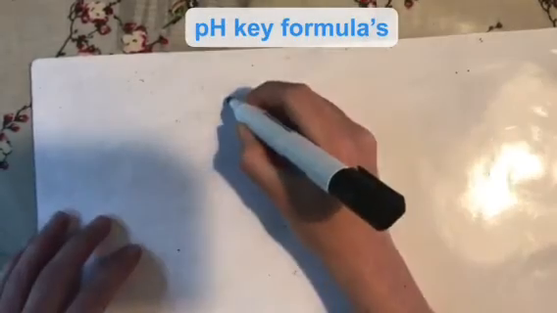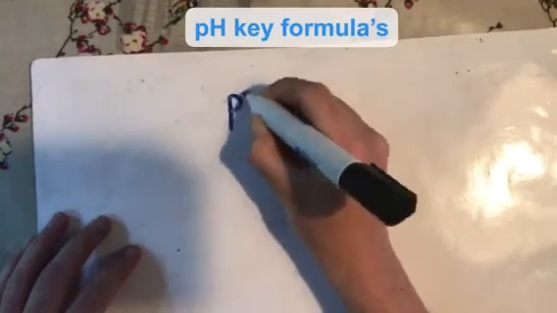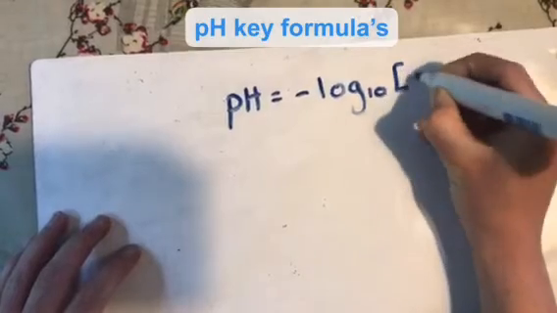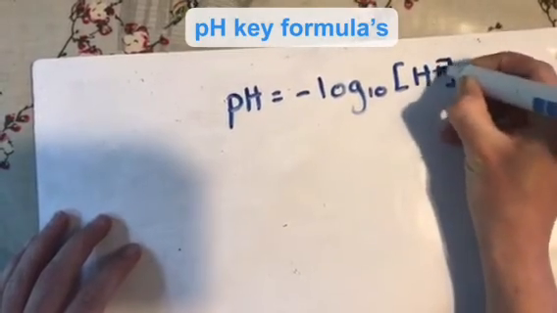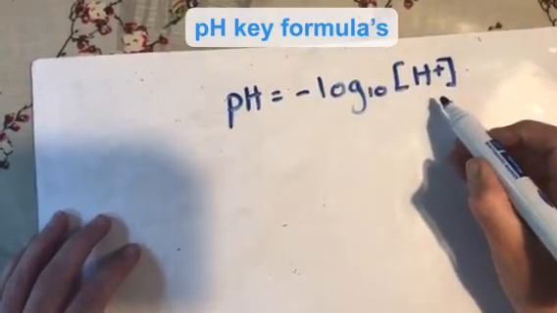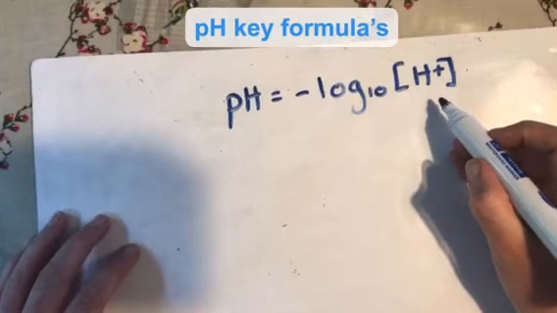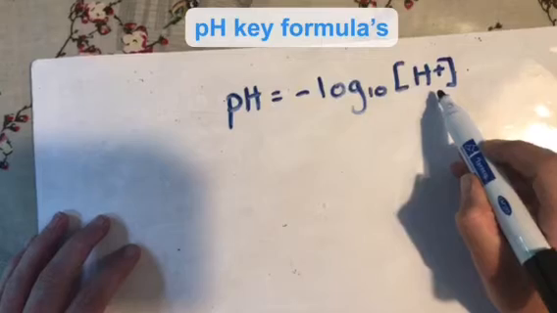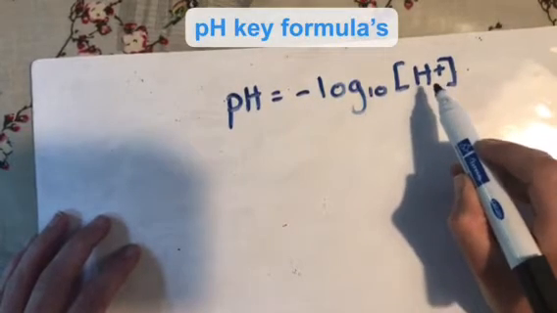Now, when we're talking about pH, there's certain things that we need to know. The key formula, girls, that you need to know is pH is equal to minus log 10 to the H plus. Now you should recognize this square bracket. This square bracket is the concentration of hydrogen ions in your solution, okay? So it's usually the concentration of your acid, usually.